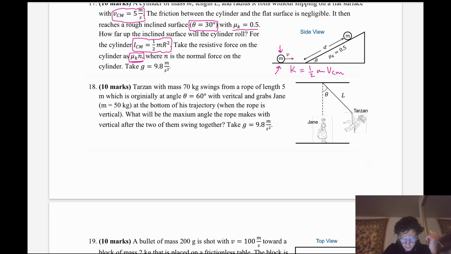Tarzan with a mass 70 kilograms swings from a rope. Ooh, this is going to be a tough one. Length 5 meters, which is originally at an angle 60 degrees with the vertical, and grabs Jane, 50 kilograms, at the bottom of his trajectory. When the rope is vertical, what will be the maximum angle the rope makes with the vertical after the two of them swing together? What would be the maximum angle?